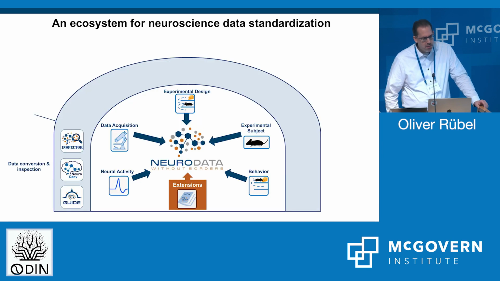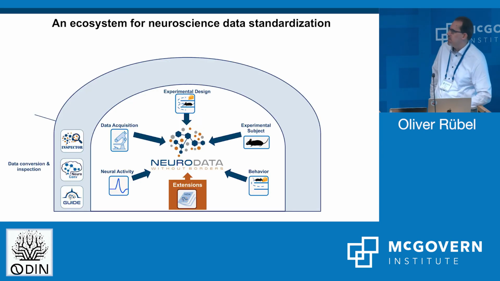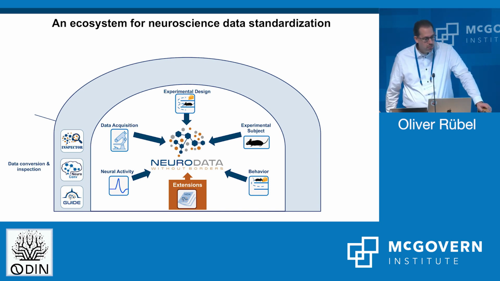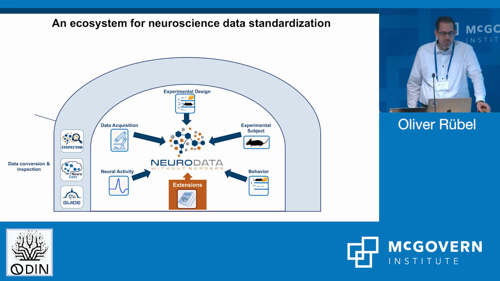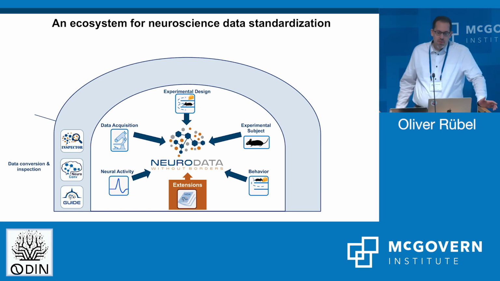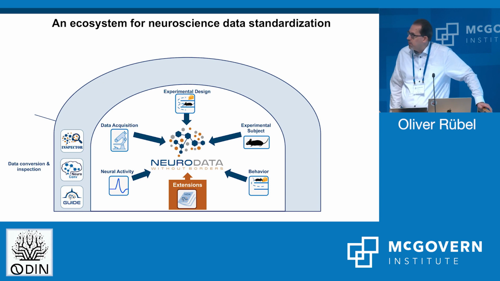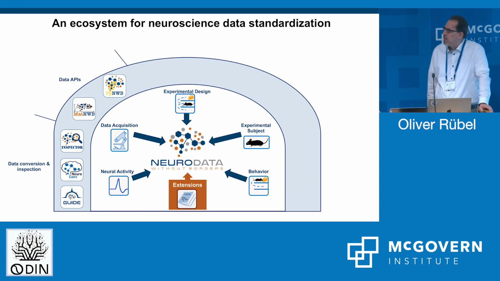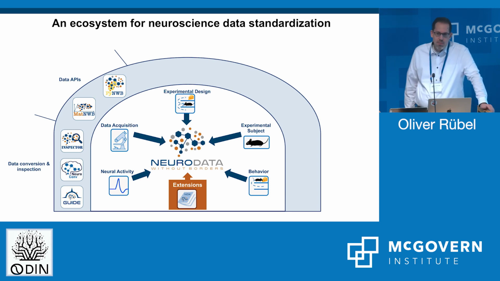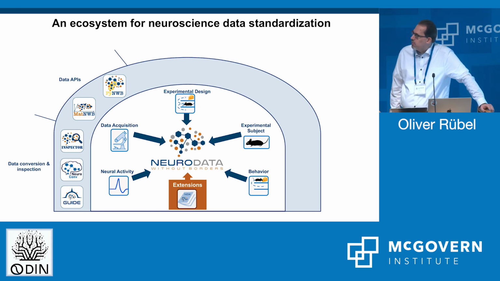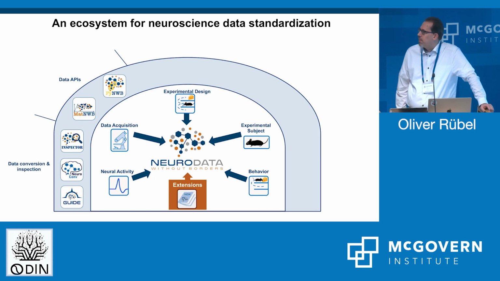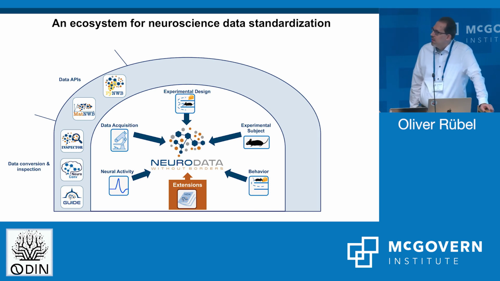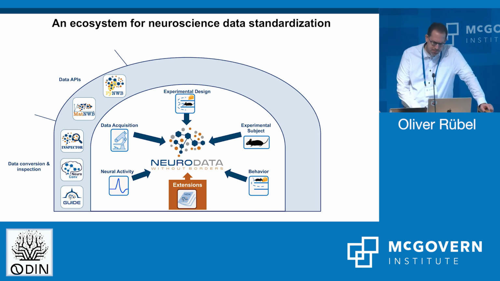But NWB is more than just a data format. It is really an ecosystem for neuroscience data standardization. And so as part of our core software ecosystem, we provide a broad range of tools, including tools for data conversion, such as NeuroConv and NWB Guide, as well as for inspection of NWB files through the NWB Inspector. We have our core data APIs in Python and MATLAB, PyNWB and MatNWB, which are being used both for data conversion, data access and analysis, as well as for integration with tools.